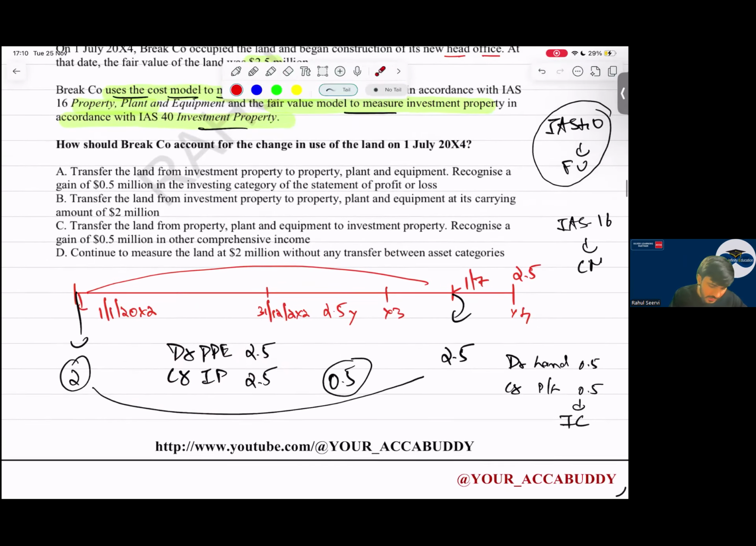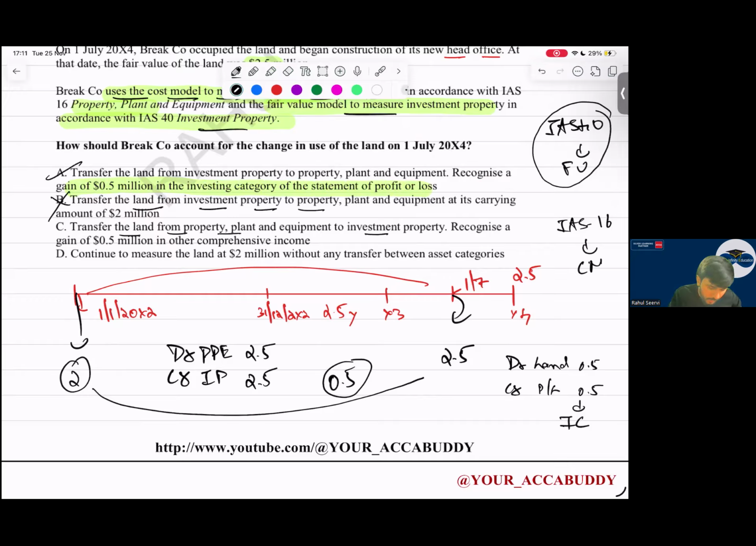Transfer the land from investment property to PP at its carrying amount. No, wrong. Transfer the land from PP to investment property. Wrong. It's from IP to investing property to IAS 16. It's wrong. Continue to measure. No, this is also wrong. Will not measure the asset at the same value. We will change it. So your option A was the right answer here.